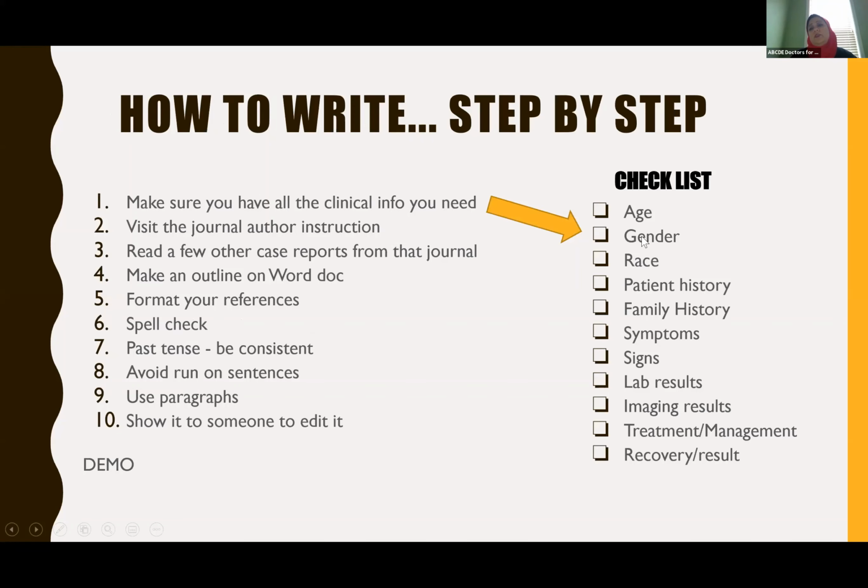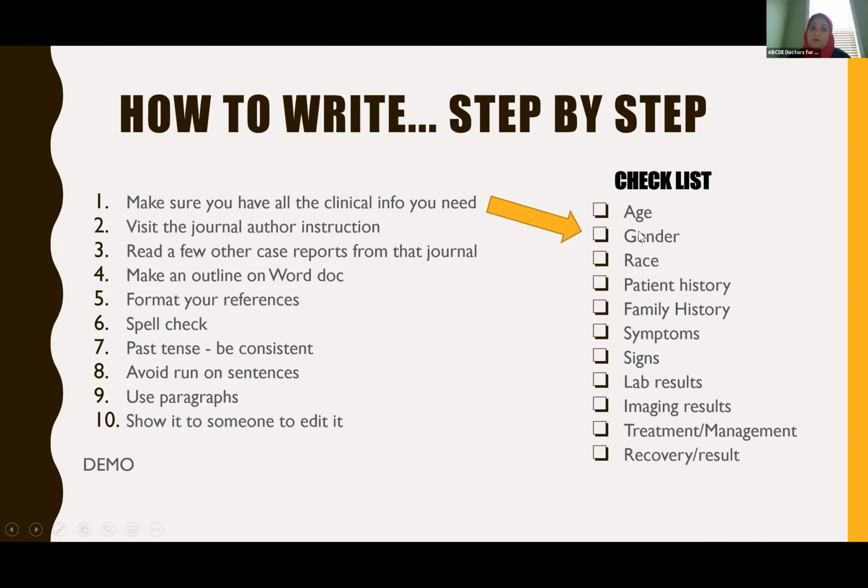First of all, make a checklist for yourself. Do I have everything I need to know about this patient? Age, gender, race, patient history, family history, symptoms, signs, lab results, imaging results, treatment, recovery results, every single thing. And anything else, like I said, do you remember when I mentioned the negative results? Think like a physician. Was this patient worked up for blah, blah, blah? Does this patient have whatever in their family history? Did this patient show signs or symptoms of anything else? So make sure you have every single thing you need.